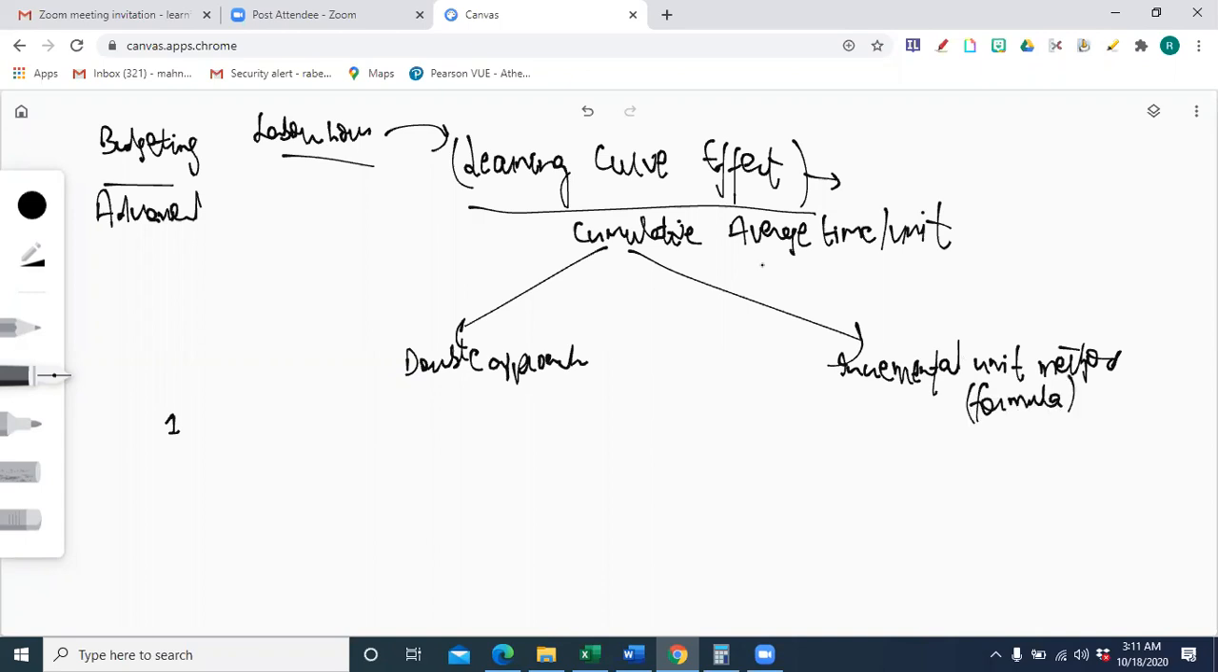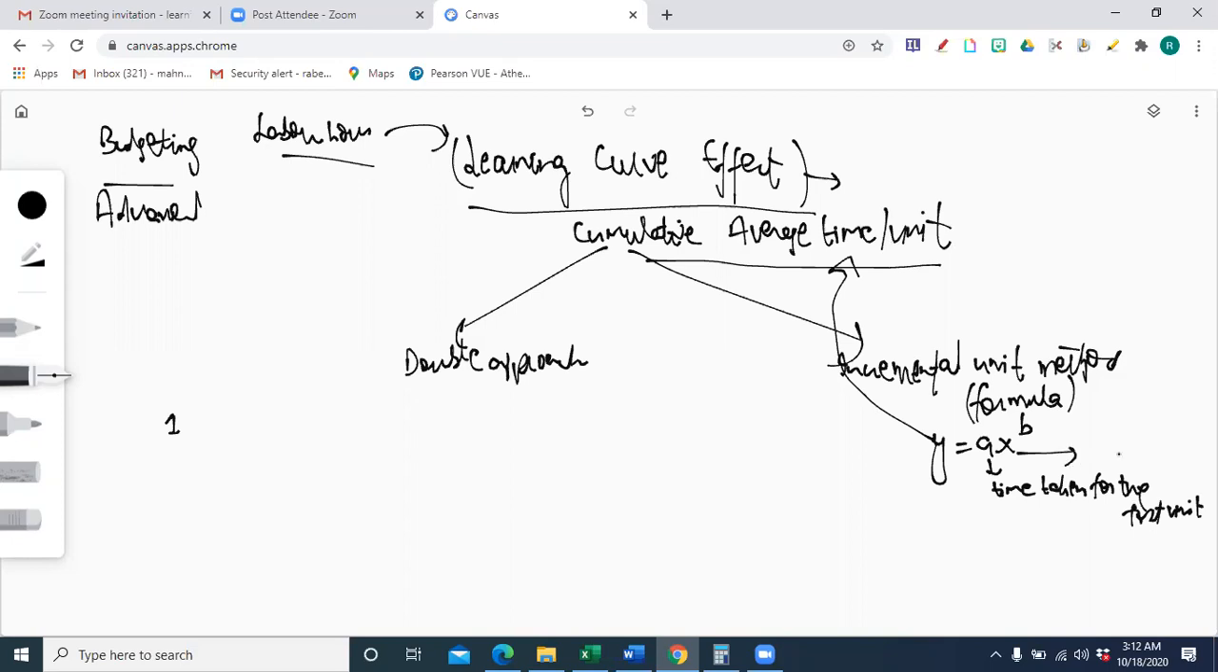And cumulative average time per unit there is calculated by a formula, y equals a x^b, where a is the time taken for the first unit, y is your cumulative average time per unit. It could be batch, could be anything. So a is the time taken for the first unit or first batch. And x is the number of batches or number of units for which you want to calculate the average cost per unit. And b is known as the learning index.